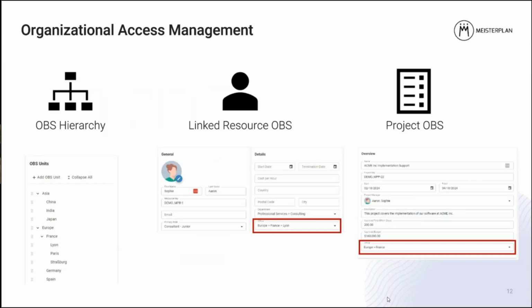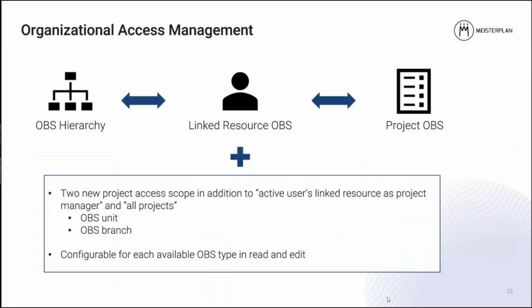The OBS is a very present entity throughout Meisterplan. For a start, any OBS and its hierarchy need to be defined in Meisterplan strictly. Then you're able to assign it to both your resources and projects alike. This large spread is what we want to leverage in project access configuration. For this to happen, we think about introducing two new access scopes to the existing ones, access by OBS unit and access by OBS branch. Both can be configured for each existing OBS type separately. I will now walk you through how these new options work for secure and totally hassle-free configuration.